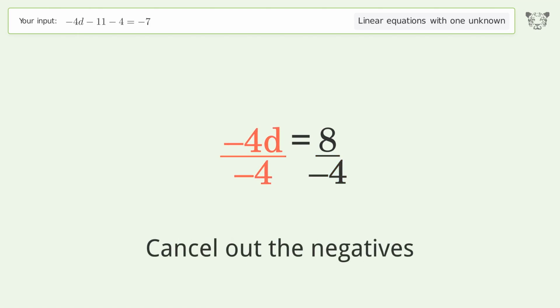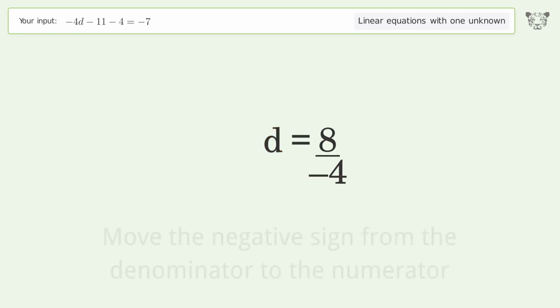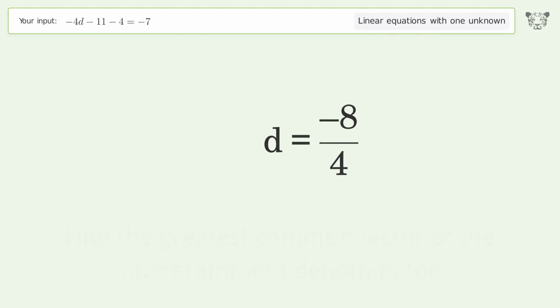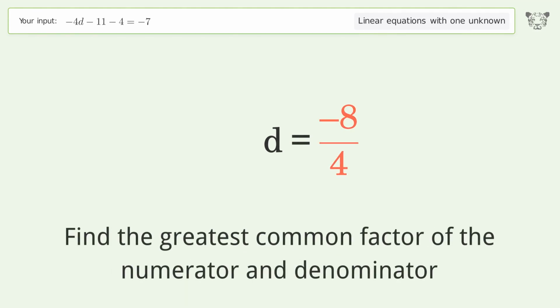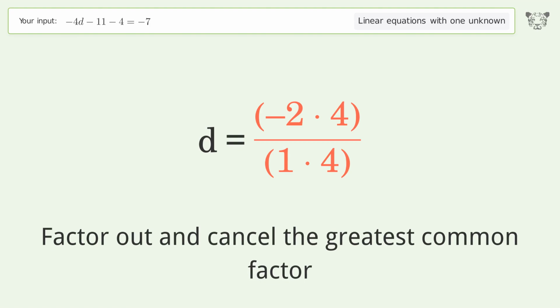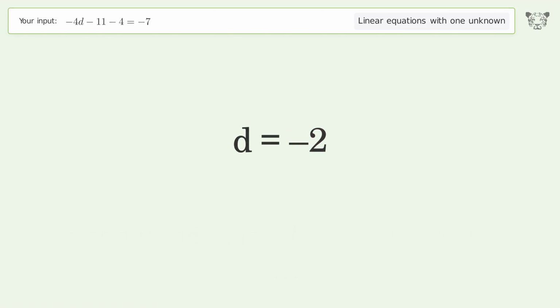Cancel out the negatives. Simplify the fraction. Move the negative sign from the denominator to the numerator. Find the greatest common factor of the numerator and denominator. Factor out and cancel the greatest common factor. And so the final result is d equals -2.